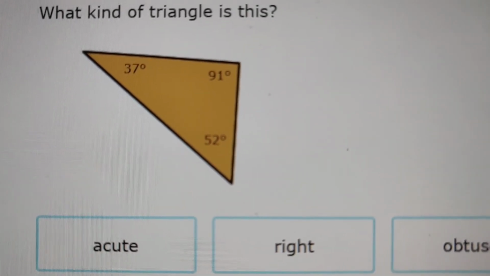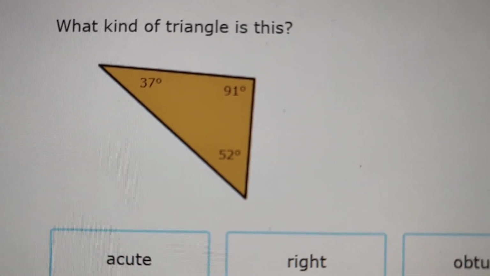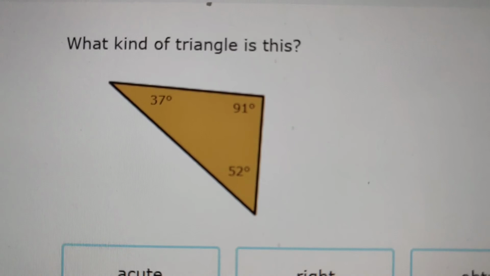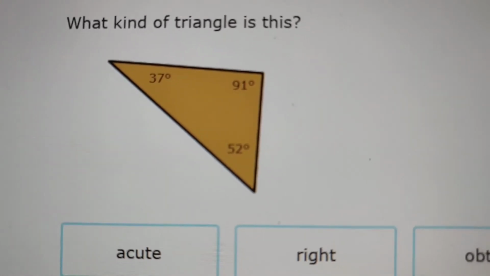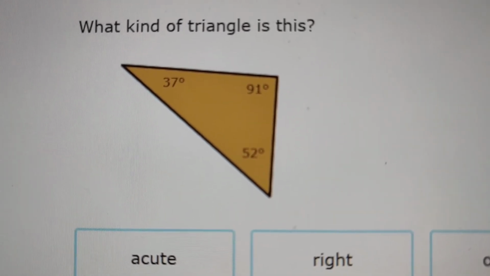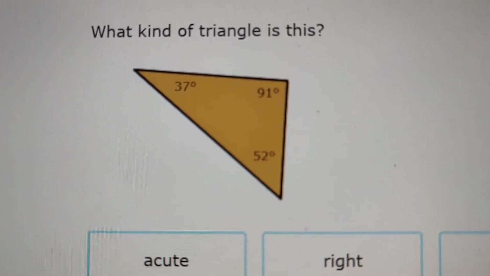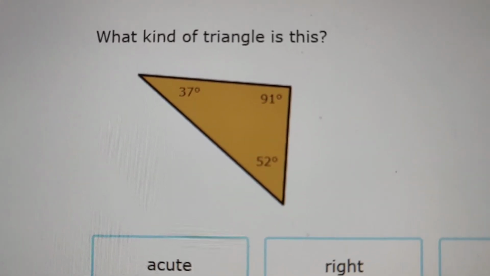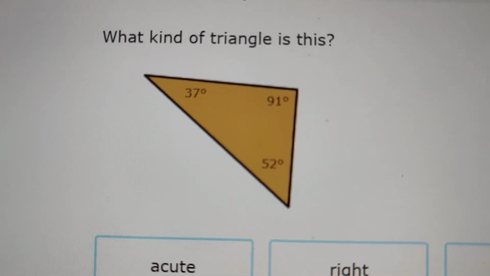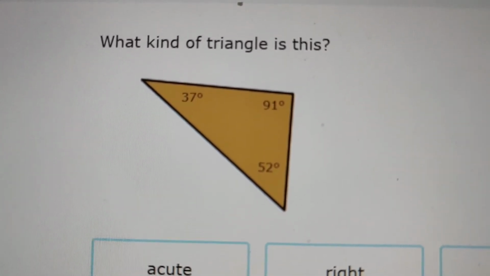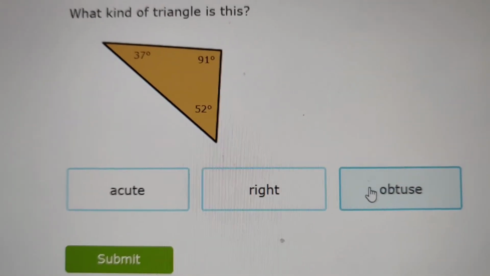Go ahead and try this one. So pause your video, try it, and then come back. Okay, welcome back. So I think this one's interesting because if you don't read the numbers, that angle that's 91 degrees looks a lot like a right angle because, you know, a right angle is 90 degrees and this one's 91 degrees. But 91 degrees is greater than 90 degrees, so 91 degrees is obtuse, and a triangle with one obtuse angle is an obtuse triangle.